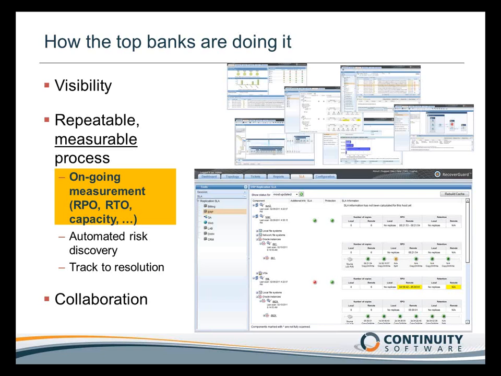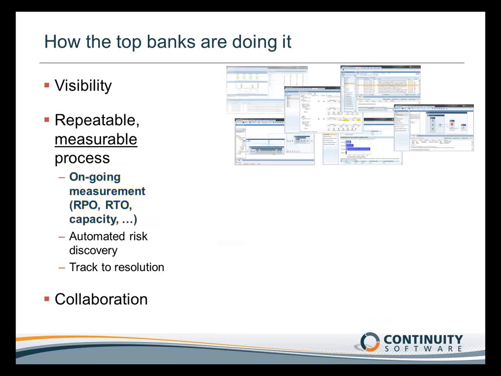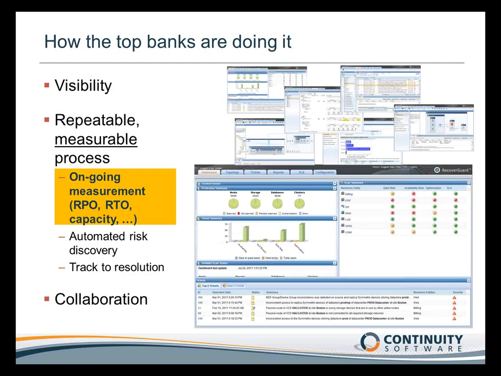So by measuring your RPOs and capacities and RTO and redundancy level on an ongoing basis and aggregating into a unified view, you can really understand where you stand at any point in time. And that's added to the ability to set up thresholds and get immediate alerts when you breach those service goals.